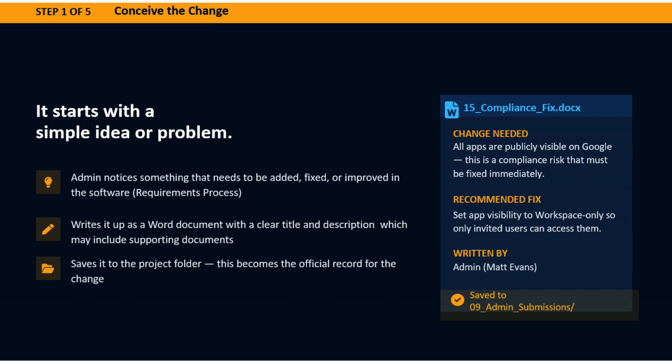And all of the change orders are in a folder, 09 admin submissions is where everything is captured, and all the change orders are in a single big, huge, giant Word document so that it's tracked and tiered. And I'll explain that here in a little bit. But the first step is you conceive it by solving a problem. And most of the time, that's going to come through a requirements process, which I'll go into greater detail in another video.